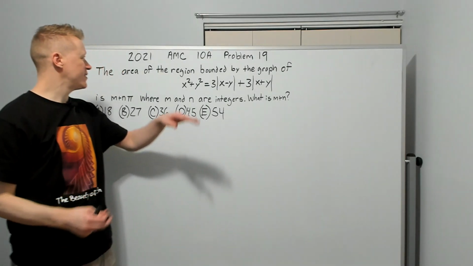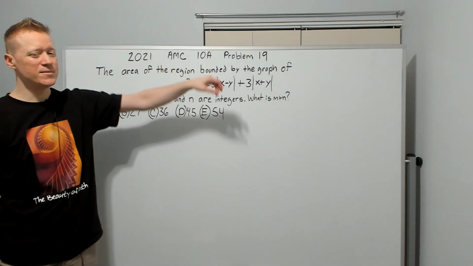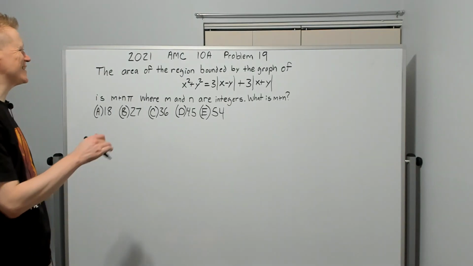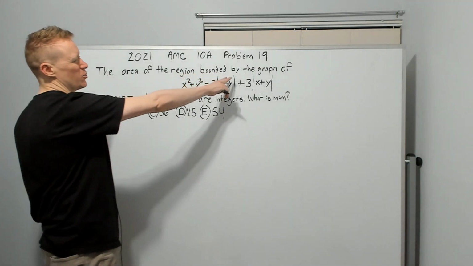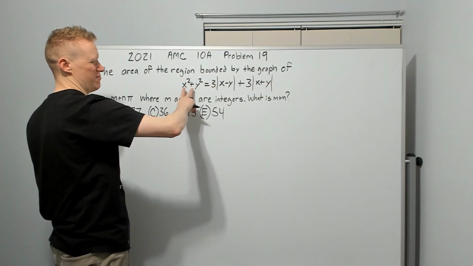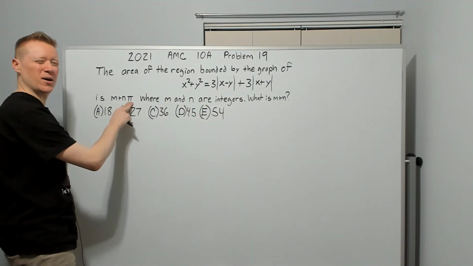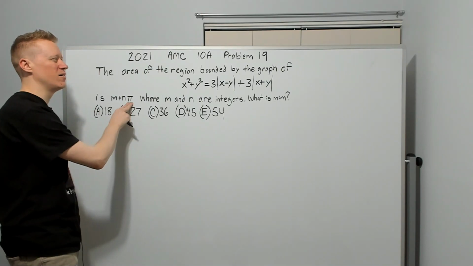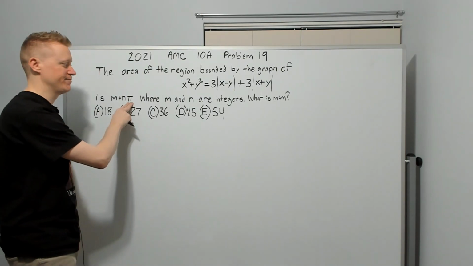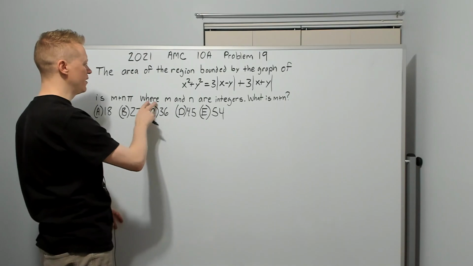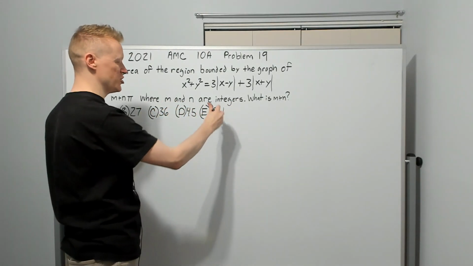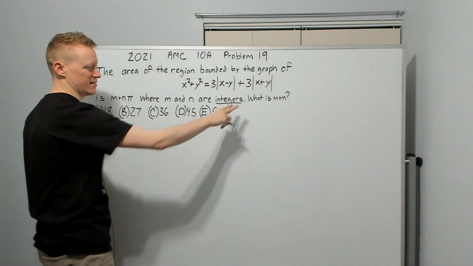All right, continuing on with the 2021 AMC 10A problem 19. The area of the region bounded by the graph of that ugly expression is m plus n pi. Wait, where do we usually get pi in area? Oh yeah, circles. Probably going to come up, right? Where m and n are integers, that's good to know. What is the sum of those values?